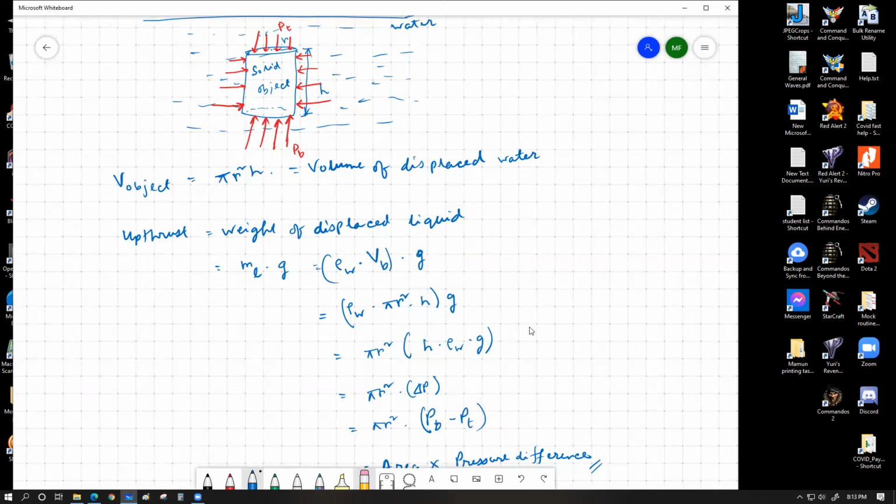Might as well replace the symbol a little bit. I did not mean it to be. By B, I actually meant the volume of the object.